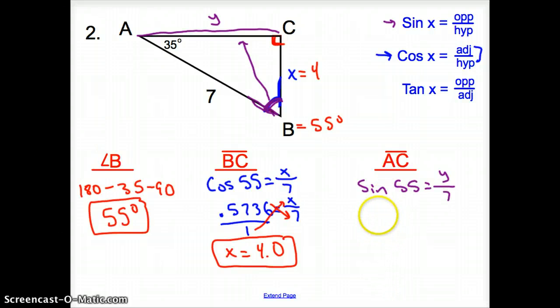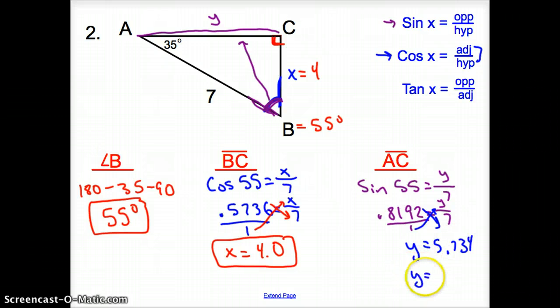The sine of 55 is 0.8192 equals Y over 7. Put it over 1, cross multiply. We have 1 times Y, which is Y. That's going to equal 0.8192 times 7, which is 5.734, and we were just asked for the nearest tenth, so Y equals 5.7 for your side.